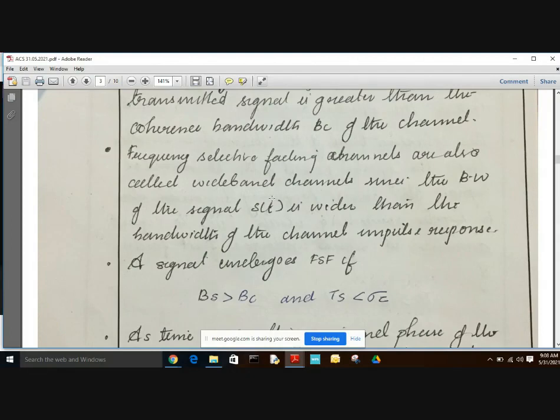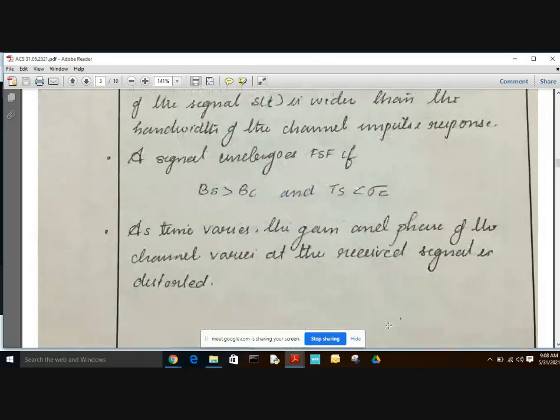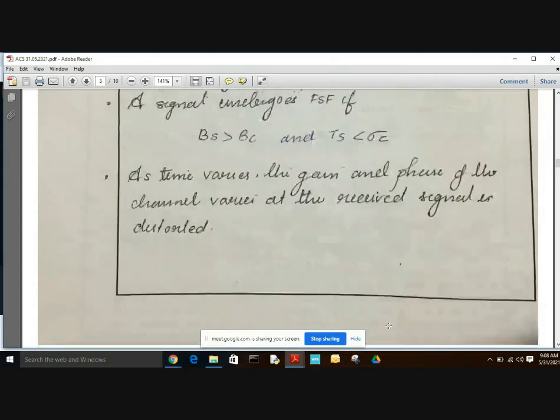And the signal undergoes this frequency selective fading if the transmitted signal bandwidth is greater than the coherent bandwidth of the channel, and if the symbol period Ts is less than the RMS delay spread. As the time varies, the gain and the phase of the channel vary, and the received signal is distorted.